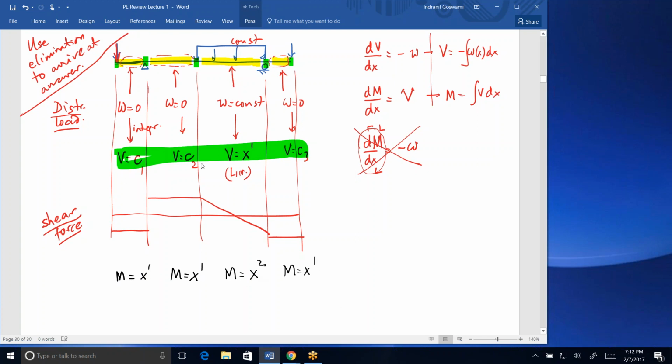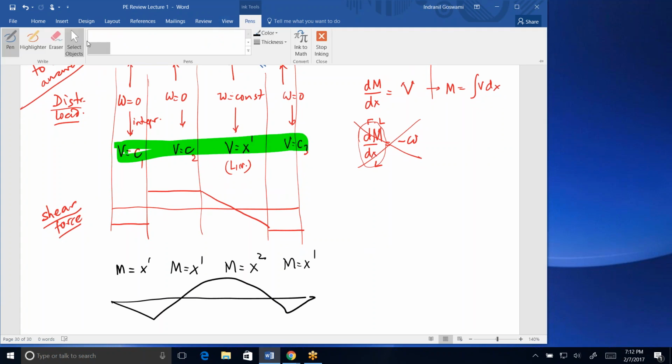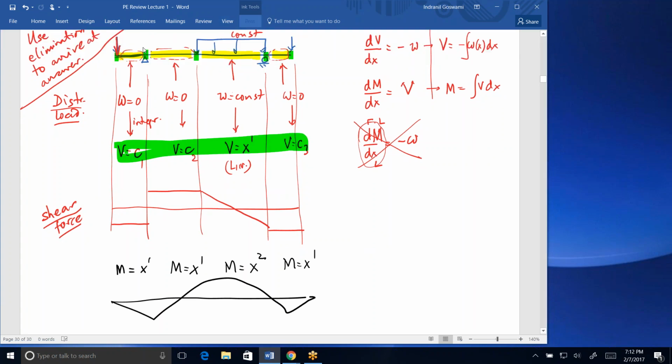By integrating these, your moment diagram may look like, and this wouldn't break any rules if it were to look like linear, linear, something like that. This portion, okay, man, this thing is misbehaving.